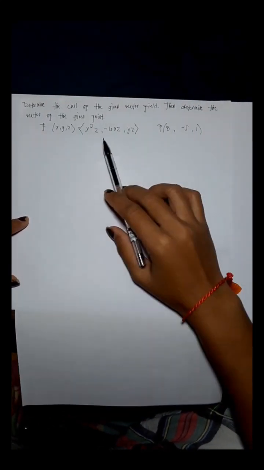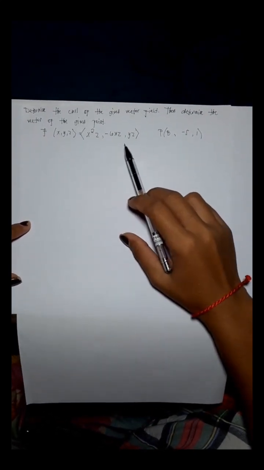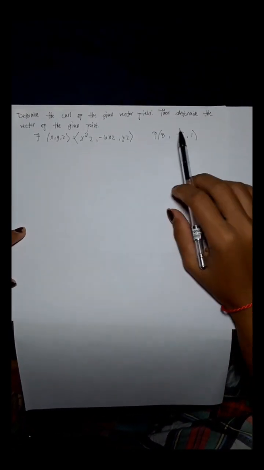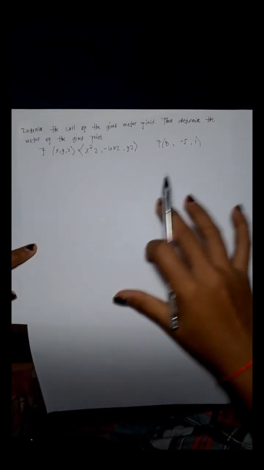So the question is: determine the curl of the given vector field, then determine the value at the given point. The function f of x, y, and z is equal to x squared z, negative 6xz, and yz at the point 8, negative 5, and 1. So, using the formula.